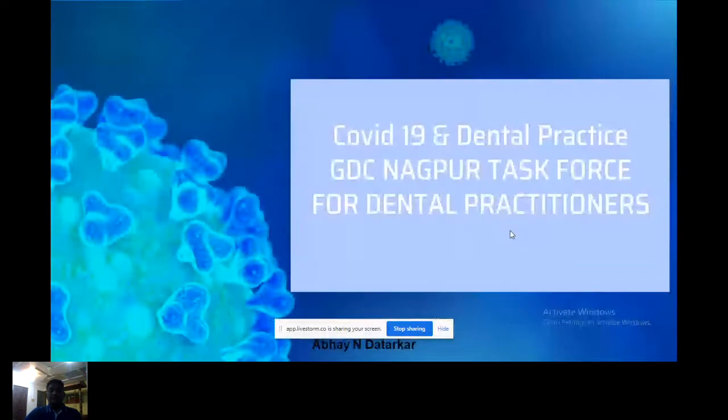Okay, now what we have done, we have published a book, which we call COVID-19 and Dental Practice, about 3 weeks back, and we named it the GDC Nagpur Task Force for the dental practitioners. This book is very well appreciated throughout India by all the dental surgeons.